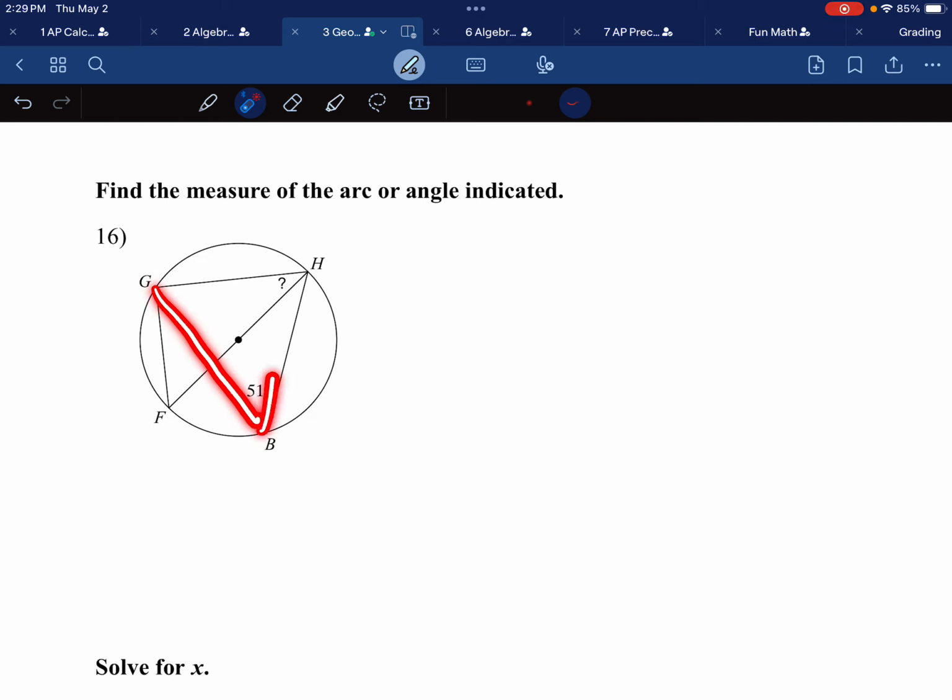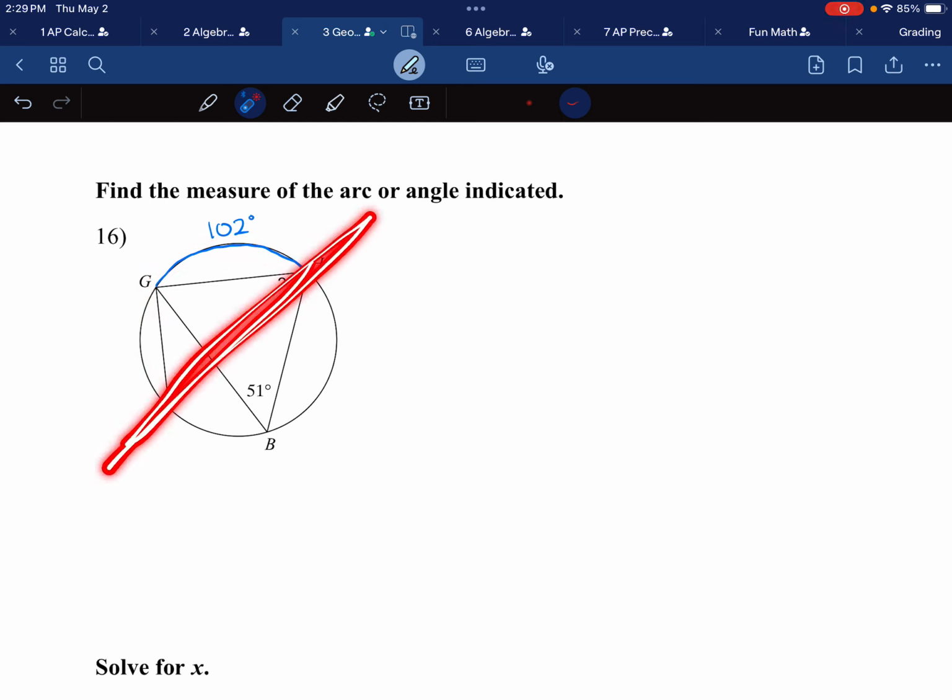I know that this is called an inscribed angle because the angle's on the edge of the circle. What do I know about inscribed angles? If I double this angle on the other side, this piece right here is always double that. So I know that this length, I'll do it in blue, this length right here is equal to 102 degrees. Don't know if that helps me, but I also know this, that this entire line is a diameter.